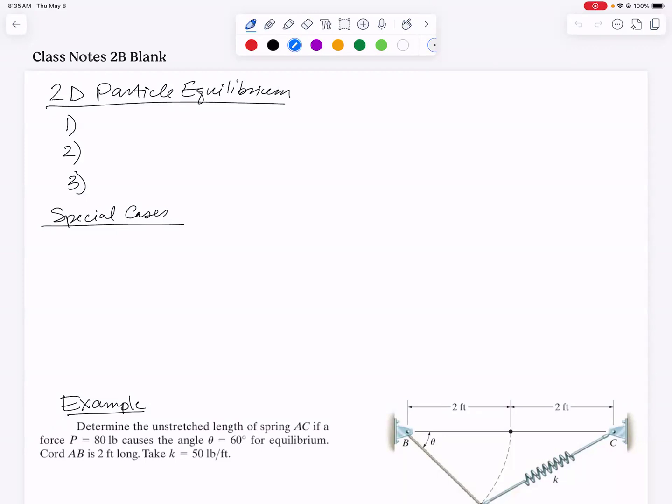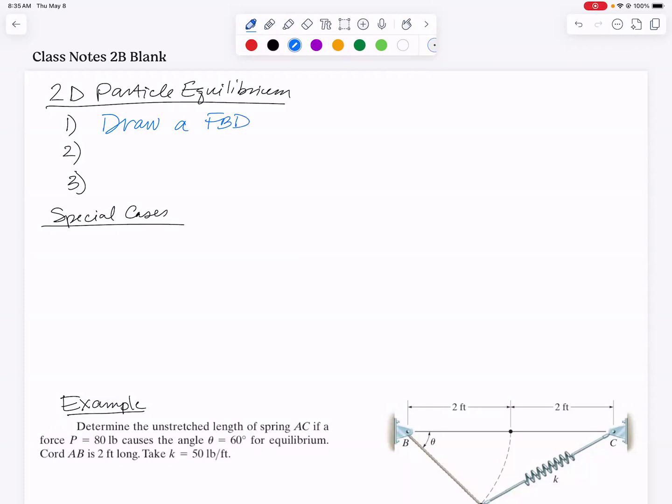Today we're going to start a new chapter where we're going to practice using our vectors to solve what are called particle equilibrium problems. The steps to solving these problems are very straightforward. There are 3 steps. First, we are going to draw a free body diagram of the particle.